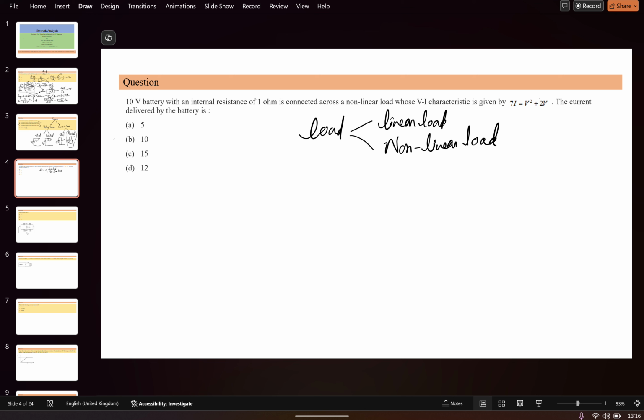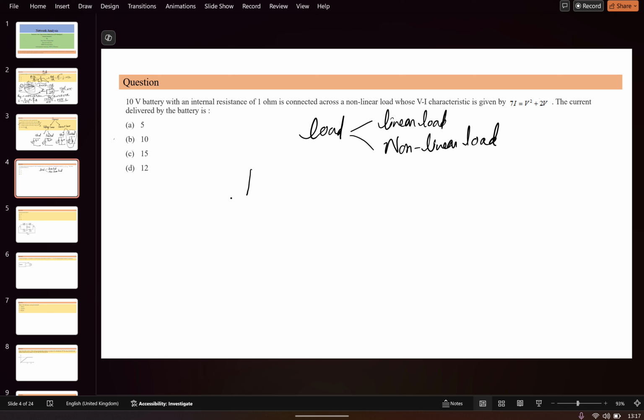I hope you have got the solution for this question. Let me explain the solution. What is the question telling? A 10-volt battery with an internal resistance of 1 ohm is connected across a nonlinear load whose VI characteristics are given as 7I is equal to V squared plus 2V.